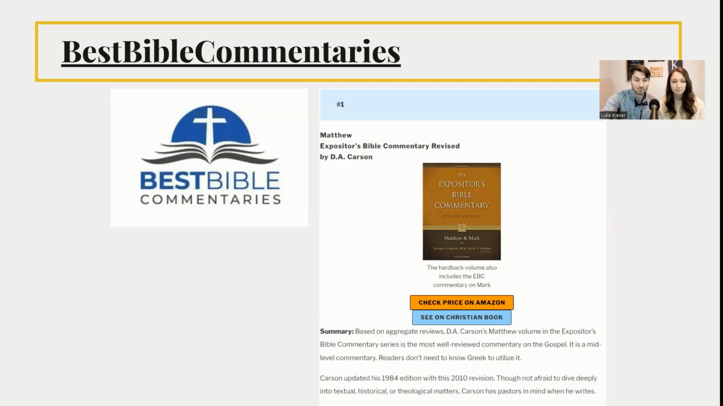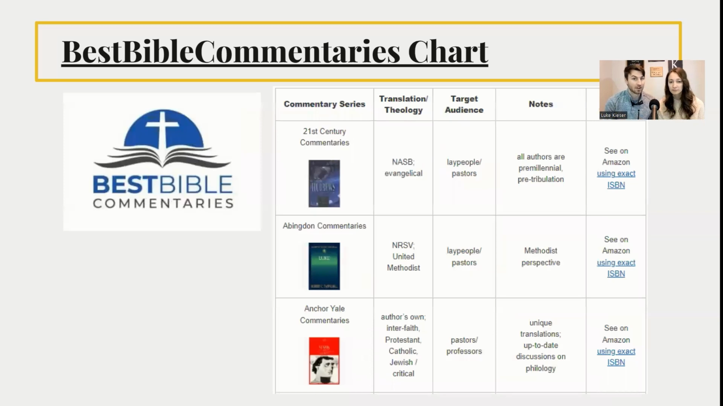What's the next one? In that same website, they also have a chart of all of the series. Here is just a picture of the first couple, but this is an extremely long chart because there are so many commentary series. Ever, not just on Matthew. You can see it tells you it's based off of the NASB and it's evangelical. Here it's NRSV, United Methodist, and so on. It says whether it's meant for lay people, pastors, or pastors and professors. So this is a helpful chart giving you the main distinguishing things between series.